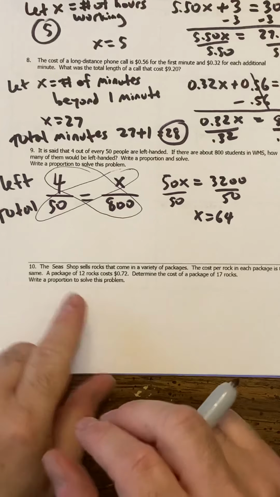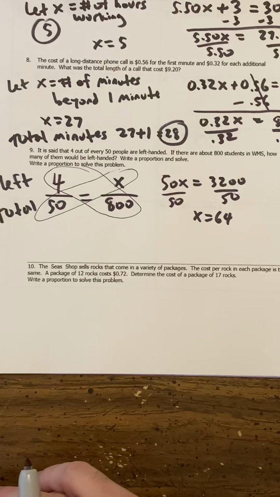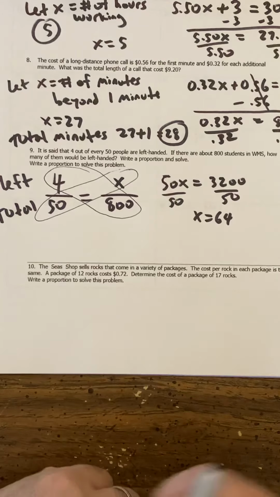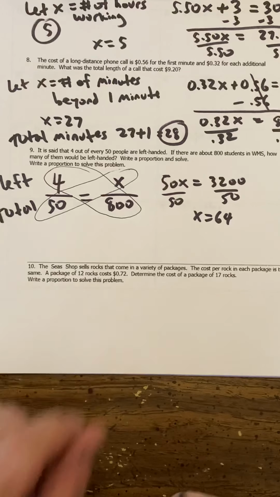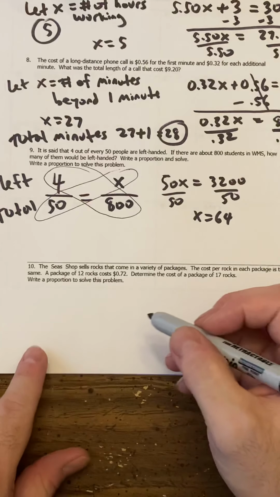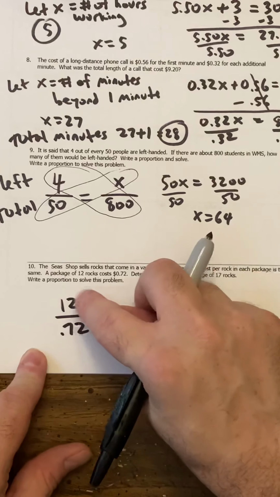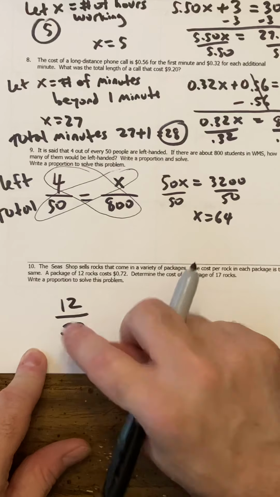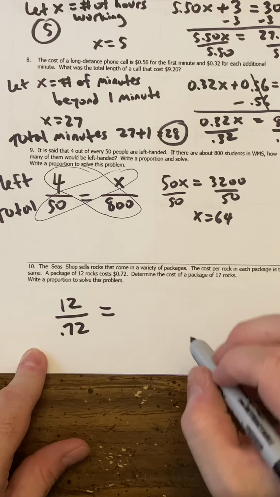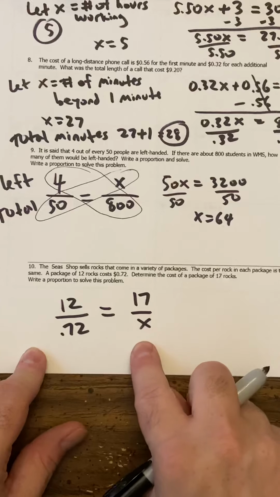Think it through. The C's shop sells rocks that come in a variety of packages. The cost per rock in each package is the same, so each rock costs the same amount. A package of 12 rocks costs 72. How much would a package of 17 rocks cost? Well, we could do it this way. We could say, well, 12 rocks cost 72 cents. So 12 rocks goes with 72 cents. We're going to do 17 rocks goes with how many cents or how much money?